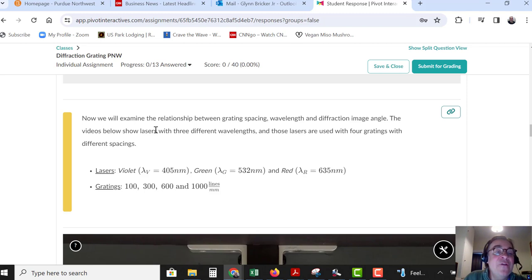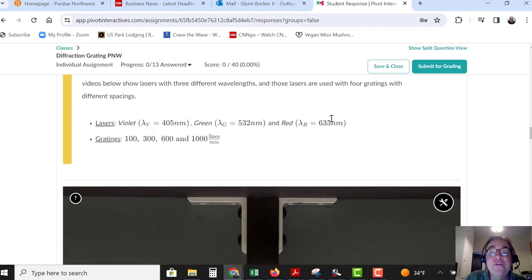Now we'll examine the relationship between grating spacing, wavelength, and diffraction image angle. The video below shows lasers with 3 different wavelengths: 405 nanometers, that's violet, 532 green, and then red is 635. Going from left to right, these are less energy, right? Bigger wavelength means less energy. And then grating values of 100, 300, 600, and 1,000 lines per millimeter. To get D, you've got to take the inverse of all these because you need millimeters per line to get the value of D in the equation.